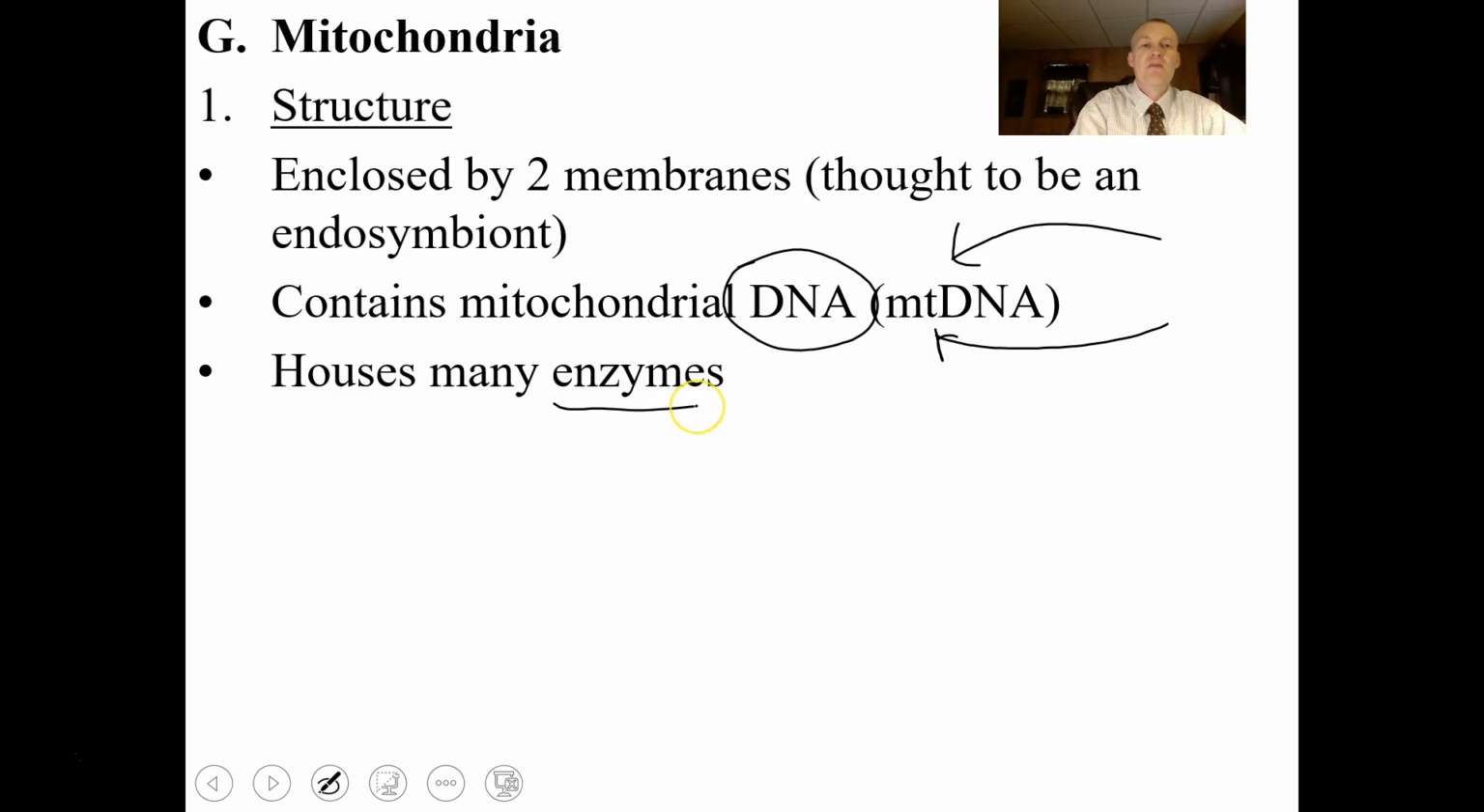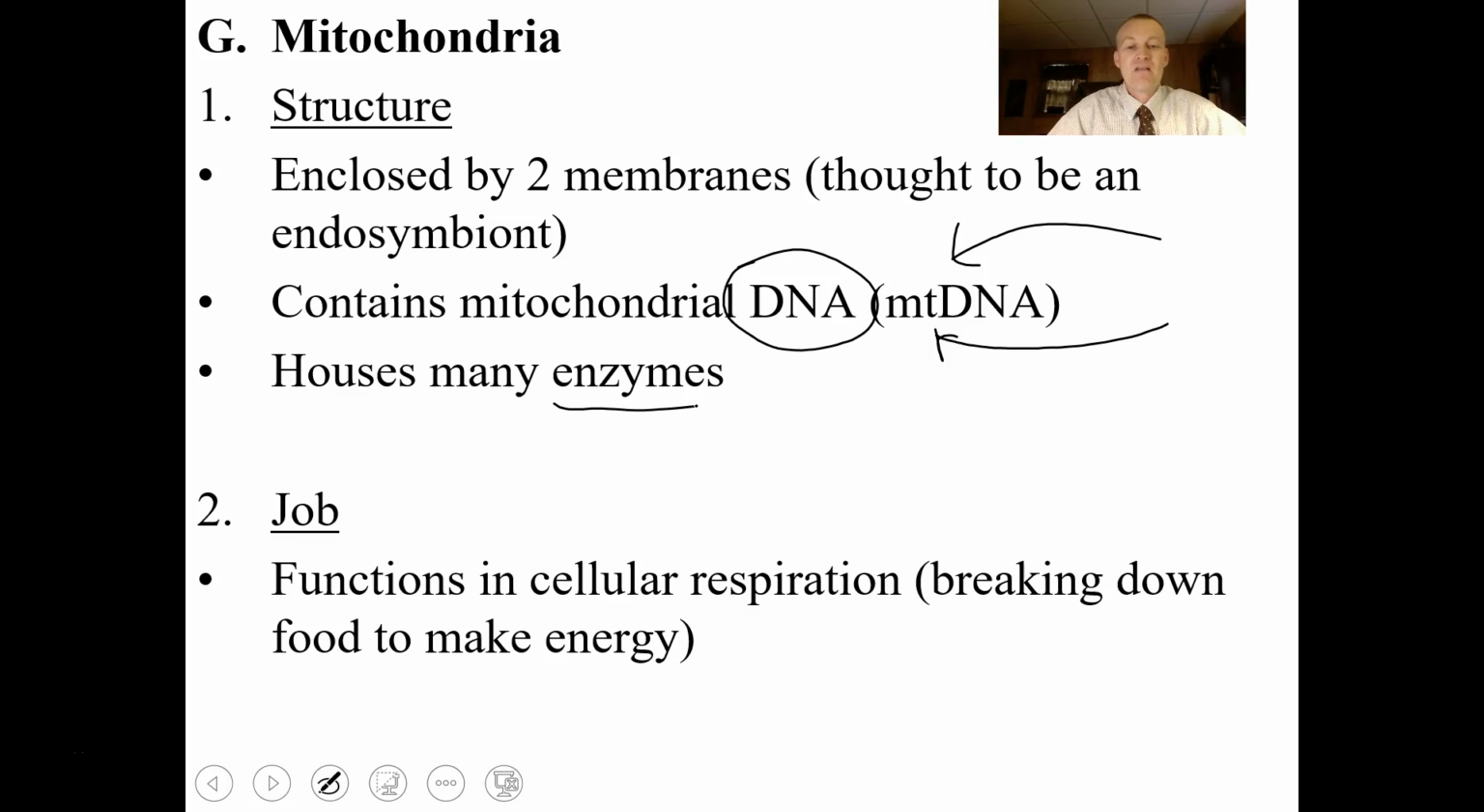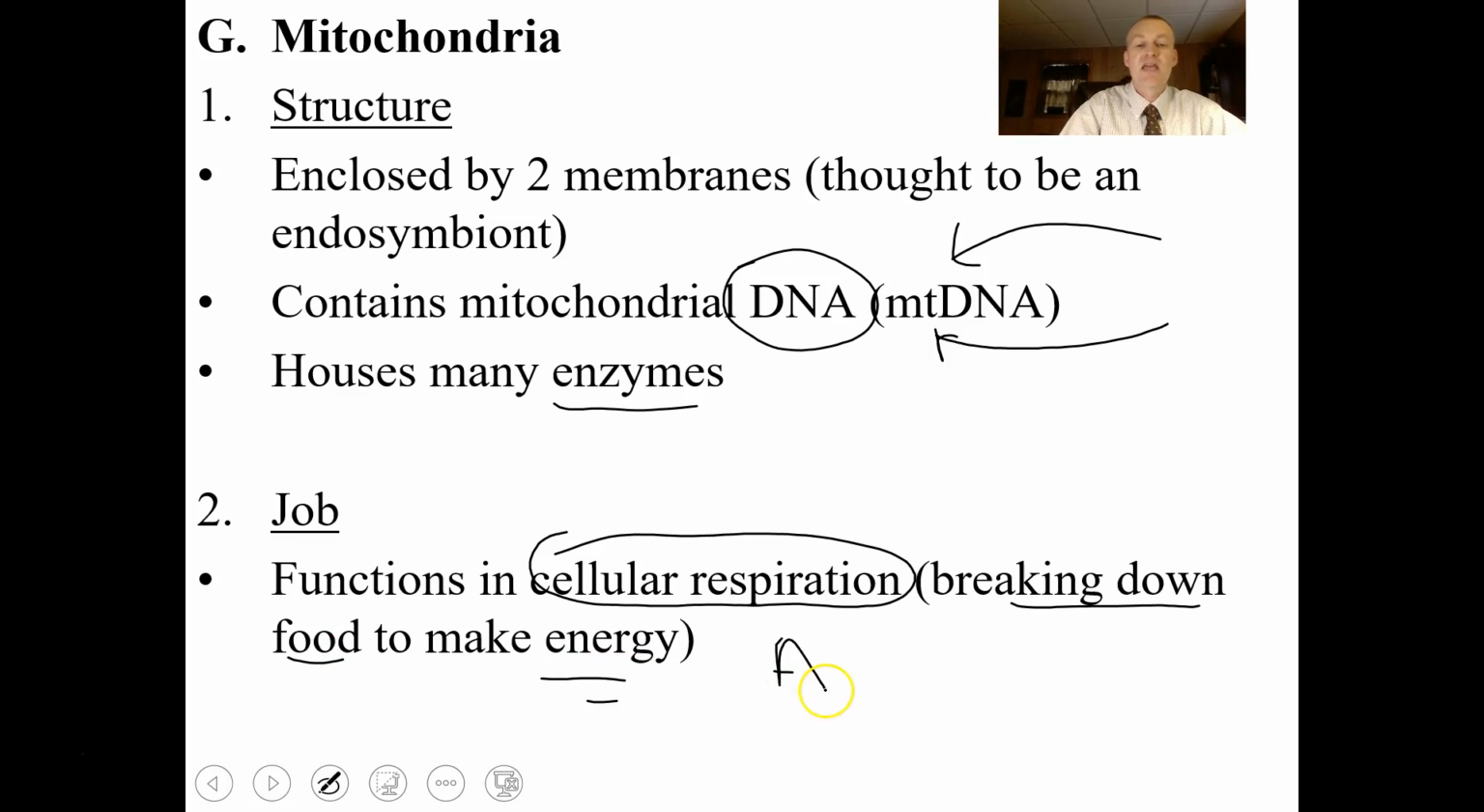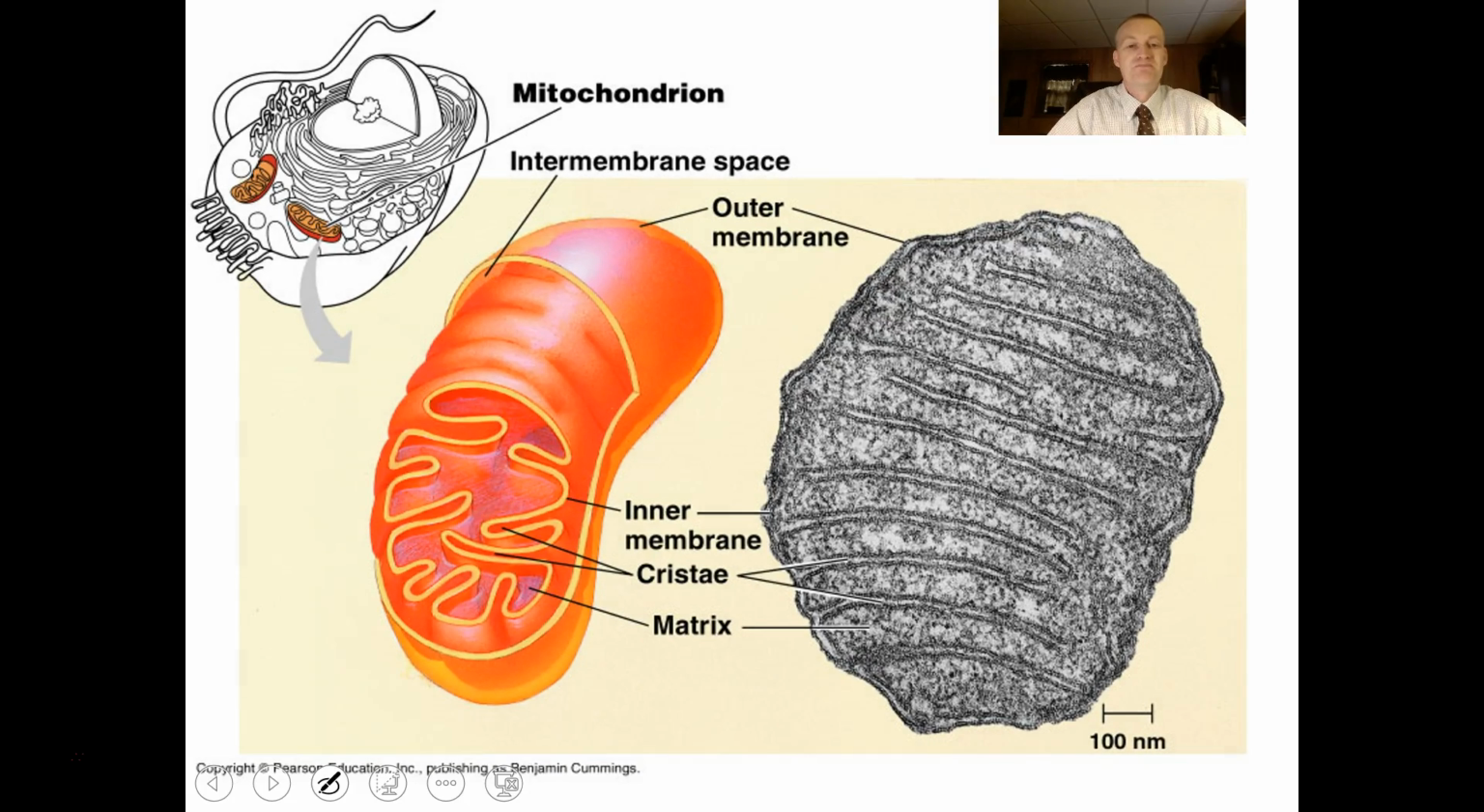The mitochondria houses many, many, many enzymes that are going to do jobs for us. The job of the mitochondria is cellular respiration. So it's the breaking down of the food that we eat to make ATP, to make energy. That's a pretty sophisticated process. It's not one I'm going to talk to you about now, but we might discuss it a little bit when we do muscle cell physiology.